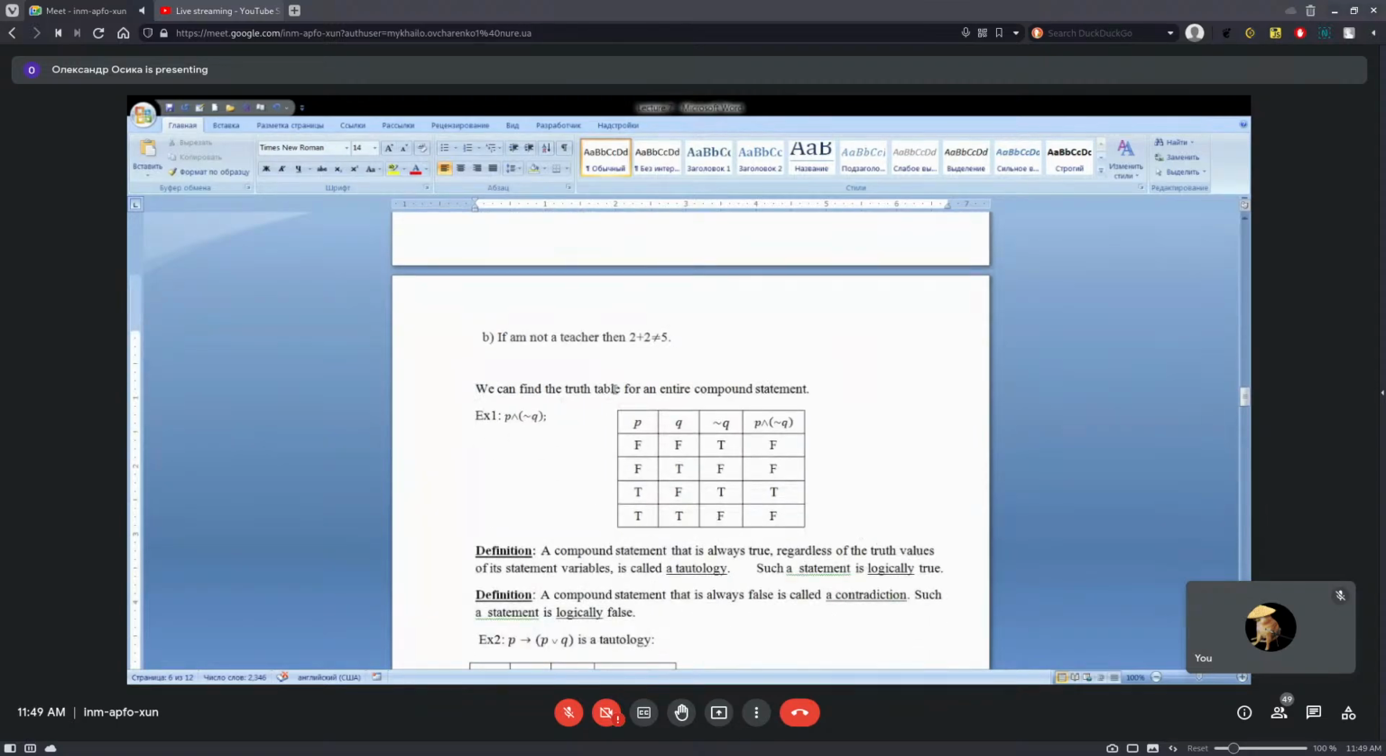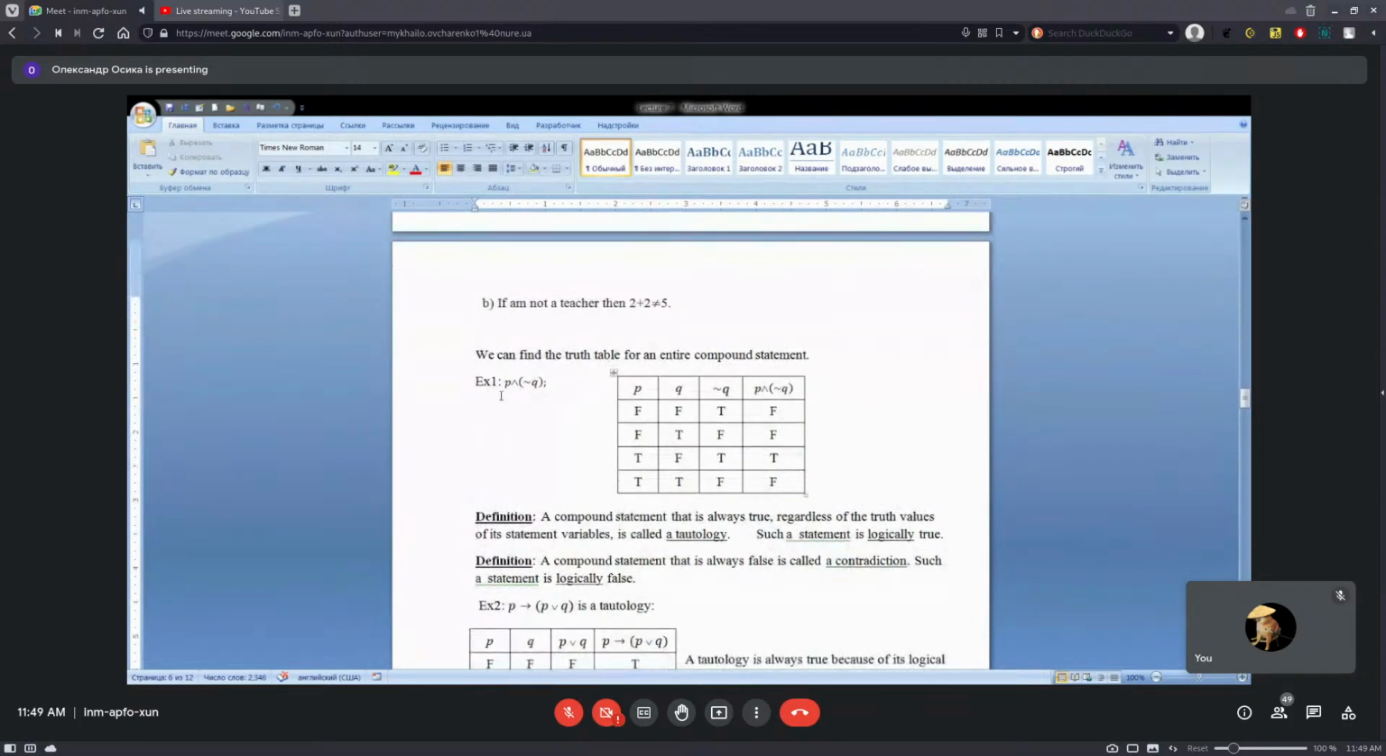We can find the truth table for an entire compound statement. Here, a compound statement, P and not Q. So simple statements P, Q, and here I started to write as we are used to do in two-valued Boolean algebra. F, false, false. Well, normally it is denoted by 0, 0, 0, 1, 1, 0, 1, 1. But here, since we are studying propositional logic, we use these symbols. And not Q is, of course, the reverse. False, true, true, false.